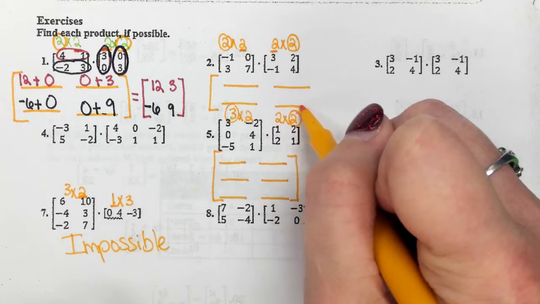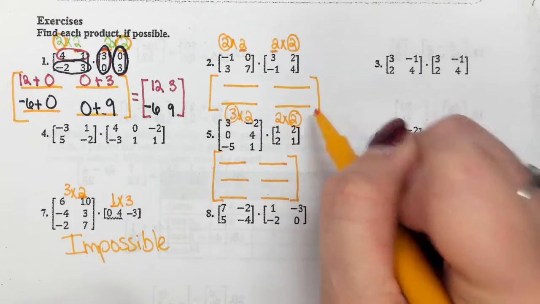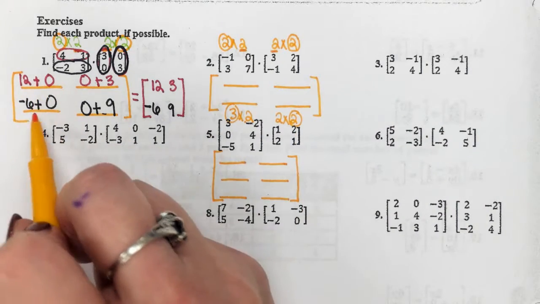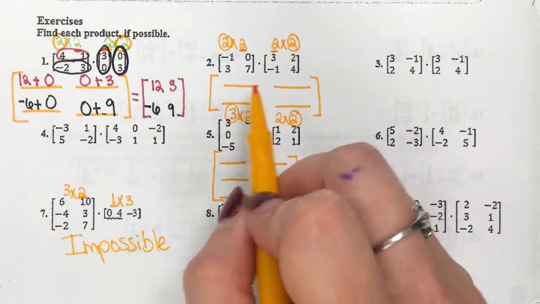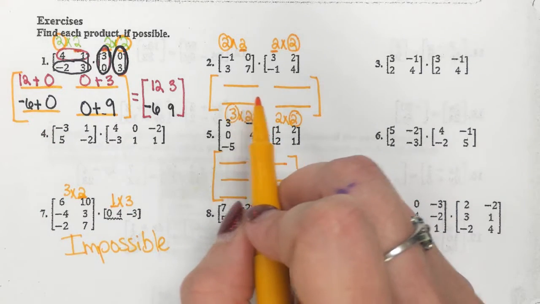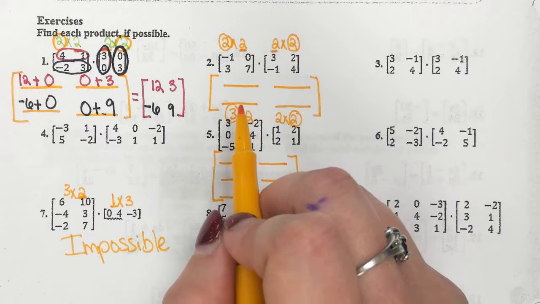Once you get the hang of this, you probably don't need to draw these lines anymore. I think most of you could probably skip actually writing down the 12 plus 0, the negative 6 plus 0, but it still might help to draw these. I don't know what it is, but if you're visual, it really helps to draw those lines at least, okay?